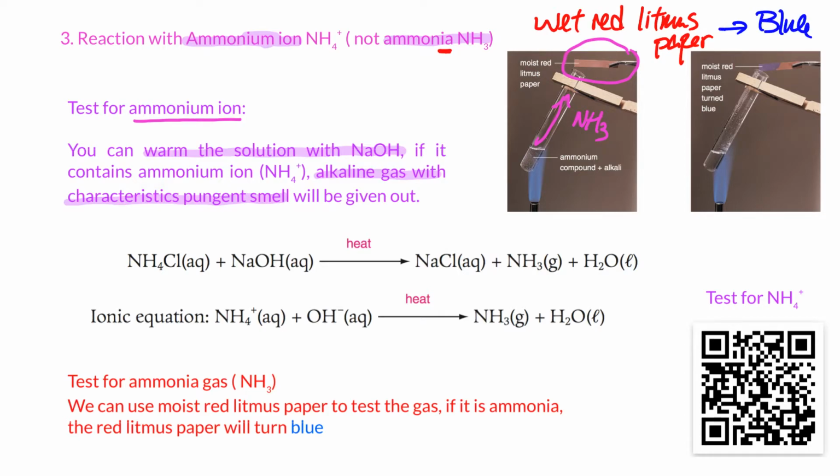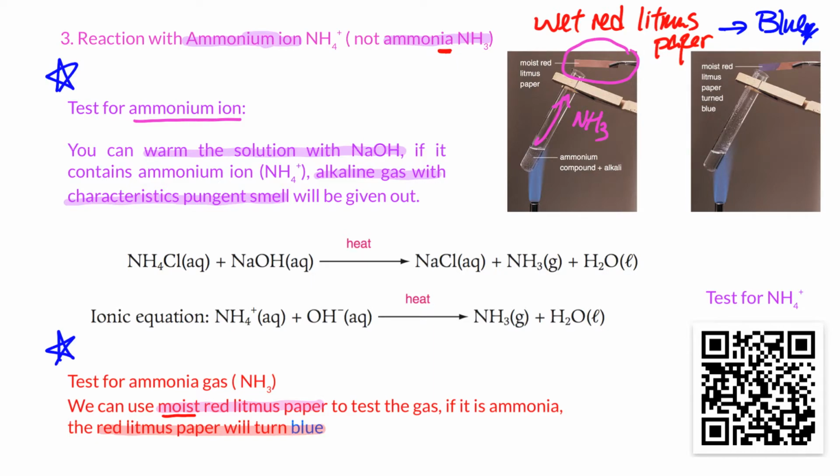For this one, the test for ammonium ion is very important, and the test for ammonia gas NH3 is also important. Like what we have mentioned just now, we use a moist red litmus paper. This keyword, moist, is very important. Moist red litmus paper to test the gas. If it is ammonia, the red litmus paper will turn blue.